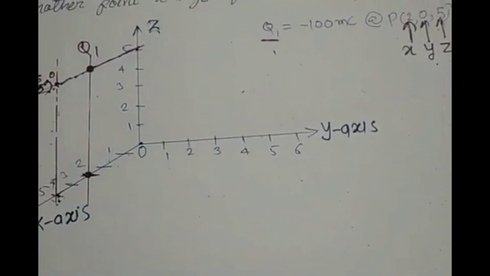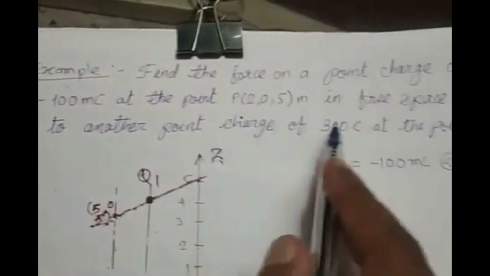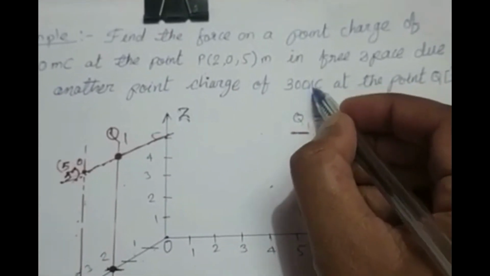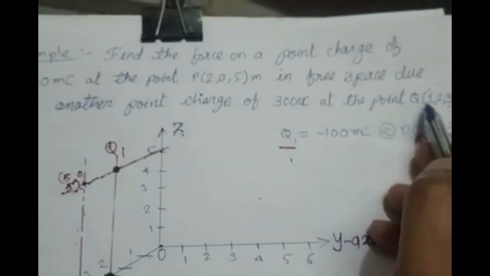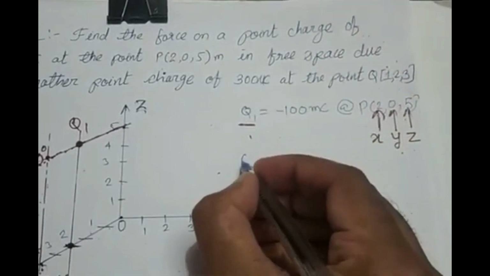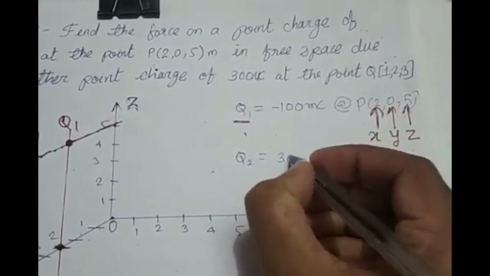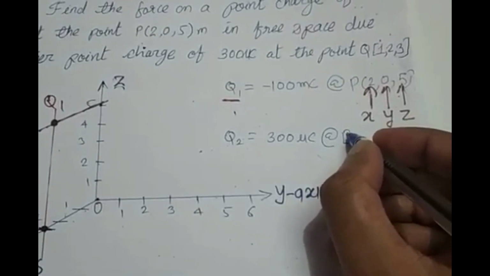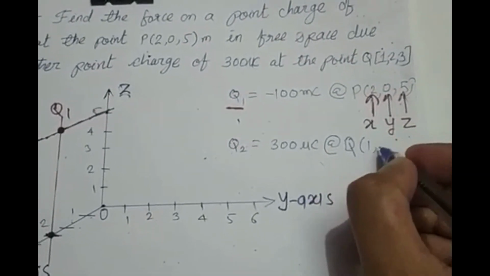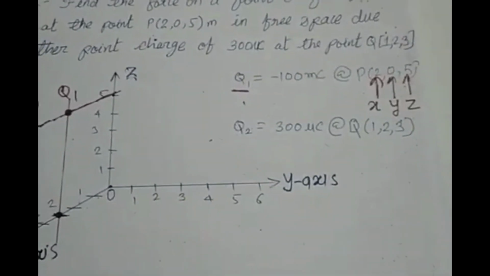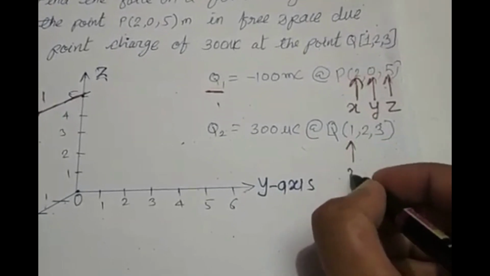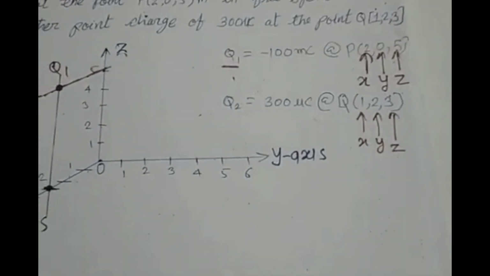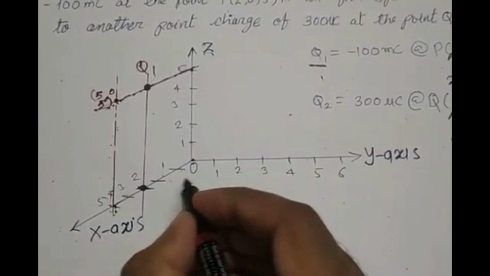Similarly, we have another charge given that is called Q2. Q2 is given as 300 microcoulomb, and located at 1, 2, 3. So Q2 value is 300 microcoulomb. It is located at, in the example, Q 1, 2, 3. Again similarly, on the x-axis its value is 1, on the y-axis its value is 2, and on z its value is 3.